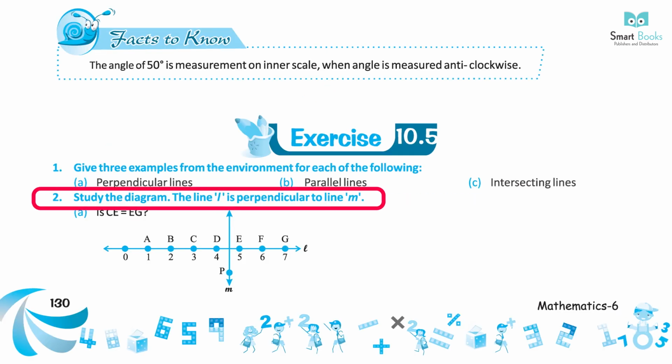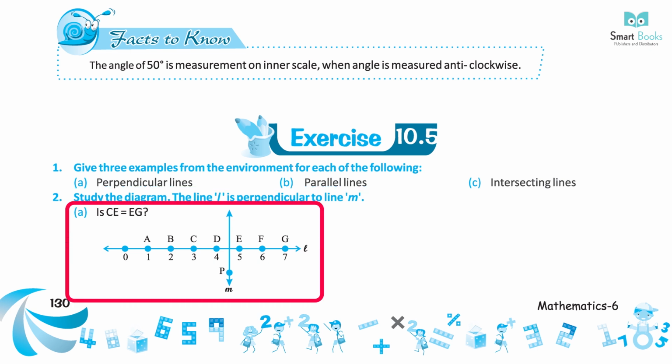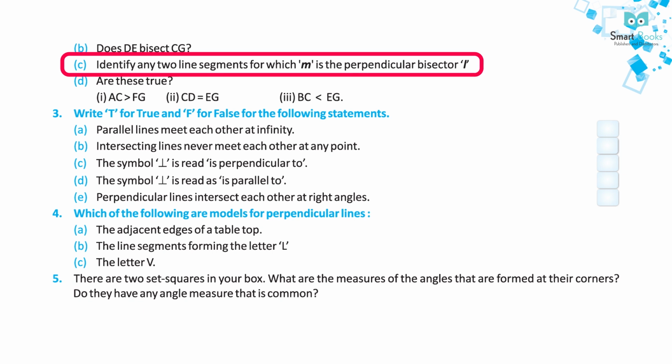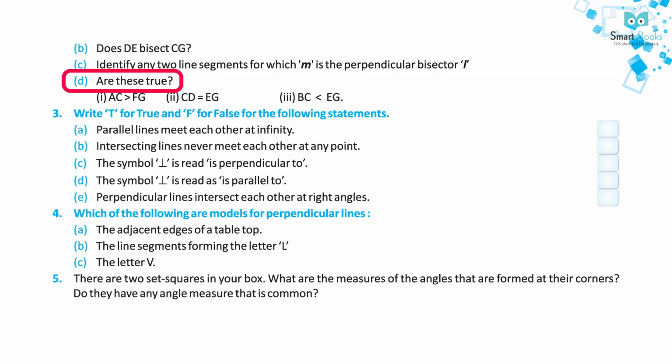Question 2. Study the diagram. The line L is perpendicular to line M. A. Is CE equal to EG? Solution. Yes. B. Does DE bisect CG? Solution. No. C. Identify any two line segments for which M is the perpendicular bisector of L. Solution. DE, CE. D. Are these true?